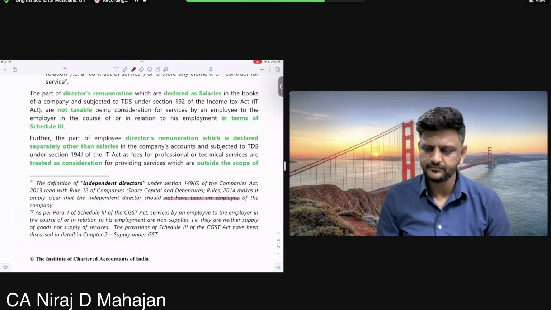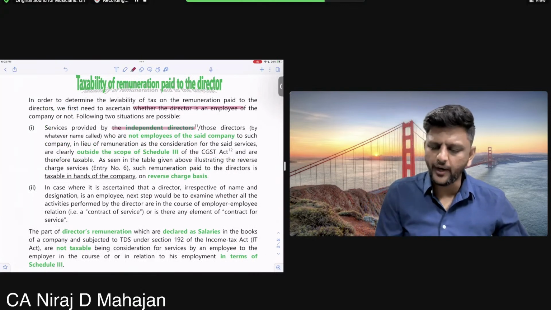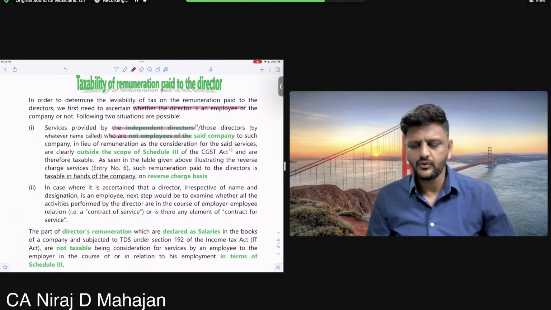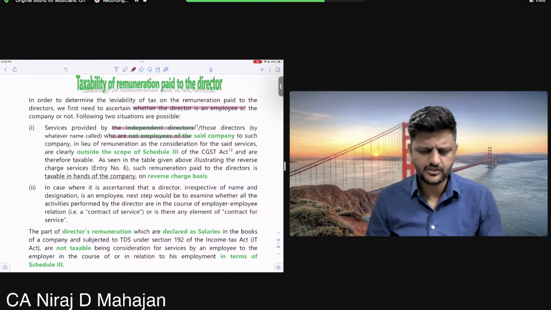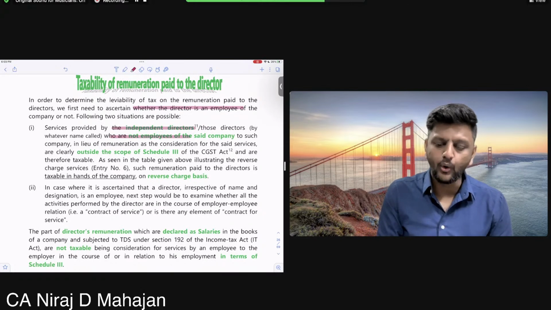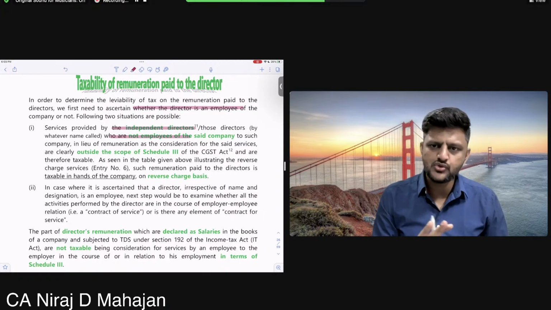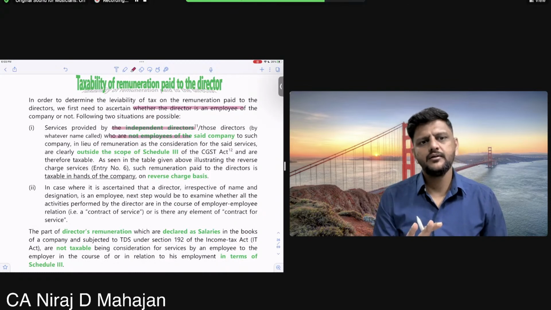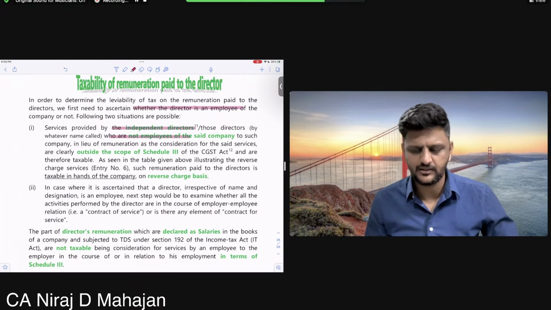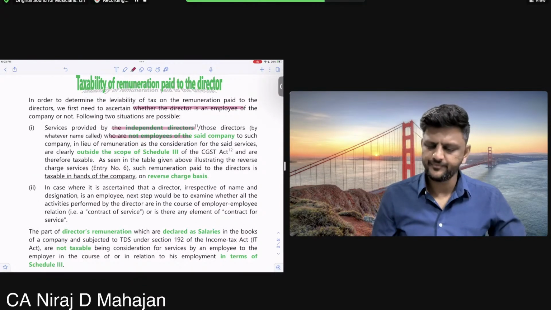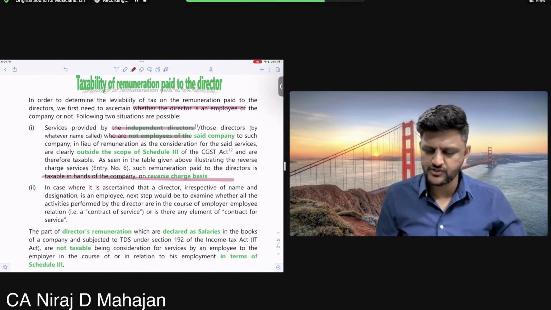So those directors, by whatever name called, who are not employees of the company, and they get what? Remuneration, director sitting fees for the service, which are clearly outside the scope of Schedule 3. Means independent director is not an employee of the company, so they are outside Schedule 3, means it is taxable. It is a supplier then, and therefore taxable. So it is taxable in the hands of the company on reverse charge basis.